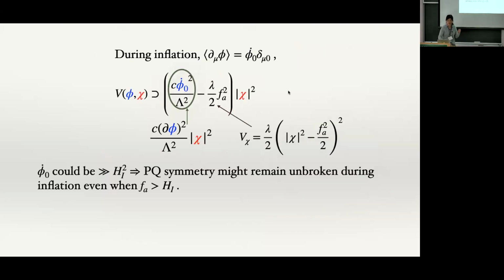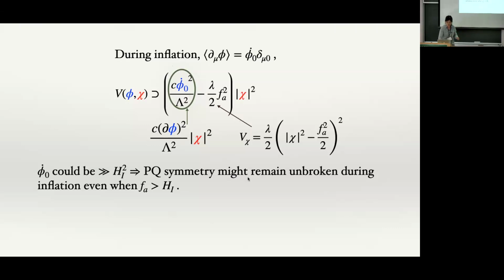So basically, during inflation, this derivative of the inflaton at the background level will turn into the inflaton speed. And the inflaton speed could be much above Hubble during inflation. In the single field inflation model, the inflaton speed is 60 Hubble. This operator at the background level will also turn into an effective mass squared term for the PQ field. If this coefficient C is positive and the cutoff scale that suppresses the higher-dimensional operator is not so high, this positive contribution could balance against the negative contribution from the Mexican hat shaped potential of the PQ field.